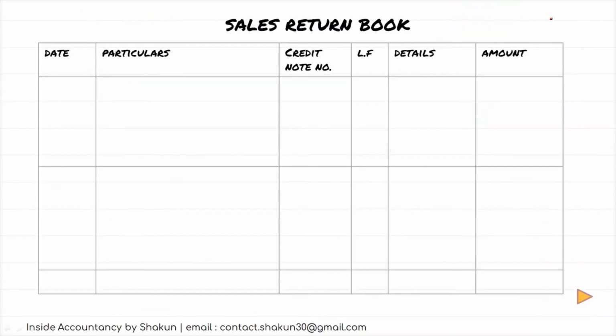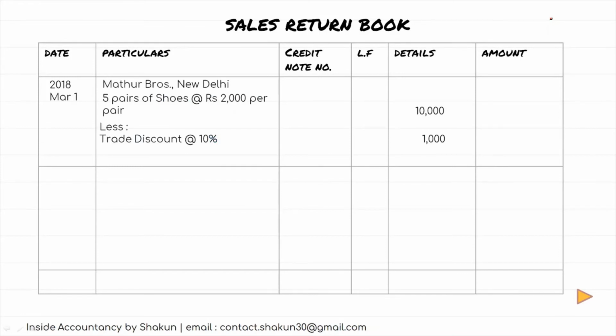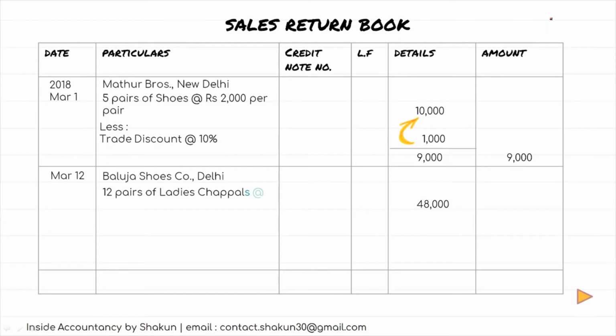So moving to the sales return book, again, we had identified 2 transactions. We are going to record it. First the name, then the details, which gives us the list price. From the list price, we calculate the trade discount, which is calculated on the list price. We subtract it, we get 9,000, which is transferred to the amount column. Then the second transaction, again, we write the name of the person, the company, then the details, which gives us the list price 48,000. Then the trade discount is calculated on 48,000 and subtracted from it, which gives us 43,200, which is transferred to the amount column.